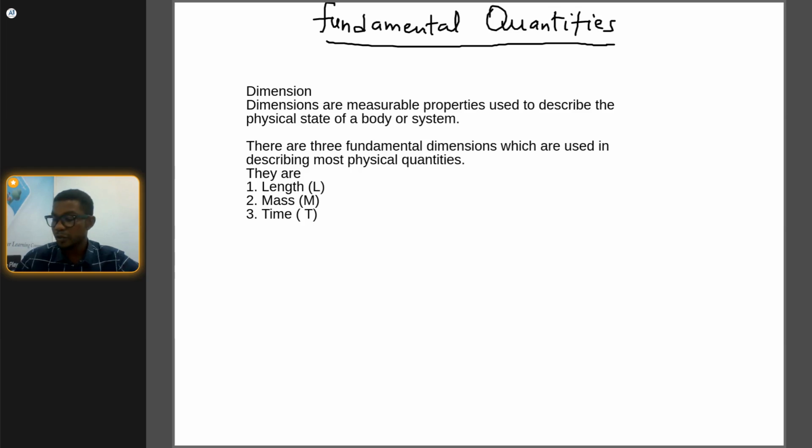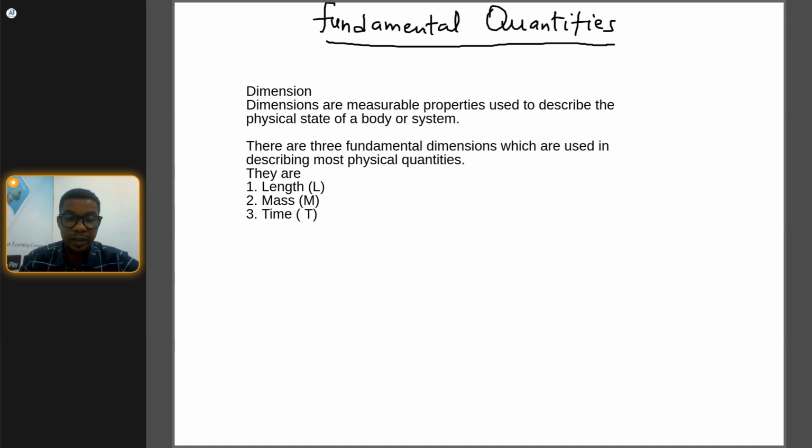Okay, so we are considering dimension, still under the topic fundamental quantities. And we have here the definition of what dimension is. So let's consider the definition together. Dimension. Dimensions are measurable properties used to describe the physical state of a body or a system. Let's underline the key points.